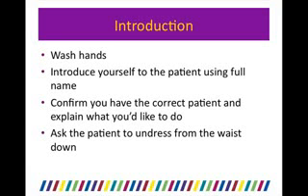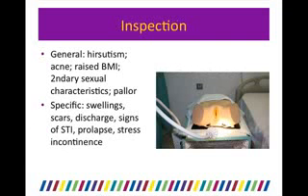It is good practice to ensure that the patient has emptied their bladder, as this will make the examination much less uncomfortable for them. Start your inspection from the end of the bed, looking for signs or sequelae of menstrual problems or other gynecological disorders. Hirsutism, acne and raised BMI may be signs of polycystic ovarian syndrome. Look for normal development of secondary sexual characteristics, namely breast development and pubic hair, and look in the eyes to check for pallor, as severe menorrhagia may cause iron deficiency anemia.